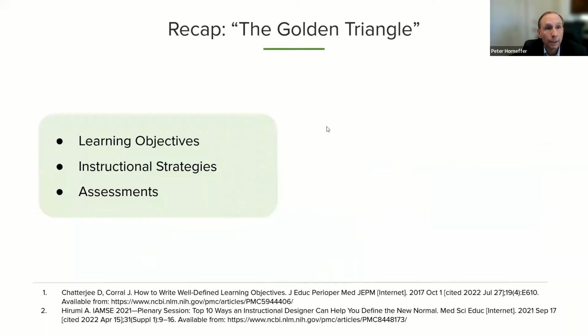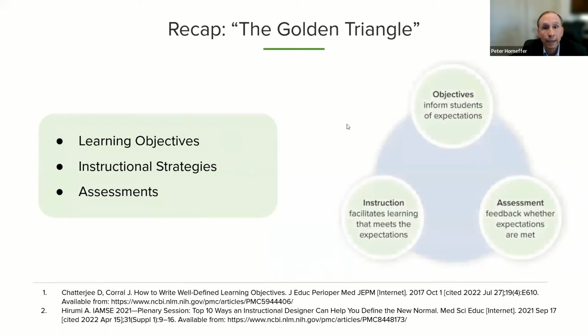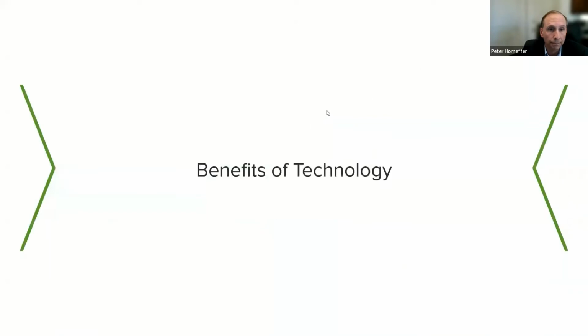So alignment of assessments, absolutely crucial and not always easy. You want to align the learning objectives, instructional strategies, and assessments to make sure that all of these three components, sometimes called the golden triangle, are all in alignment.